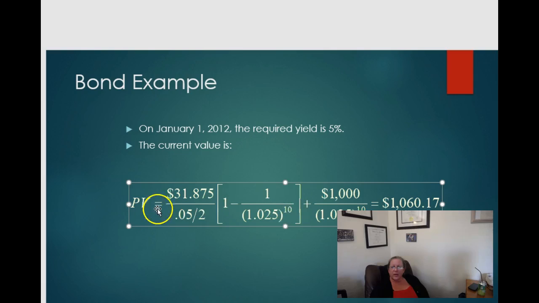All right. So we multiply this out and then we add this to the face value of the bond, or the par value of the bond, which was 1,000. And then we divide that by, again, the market interest rate divided by 2, which is 0.05 divided by 2. This gives us 1.025 to the 10th power, because it's 10 time periods that you would be paying out that coupon payment. And this gives us a bond premium of $1,060.17.